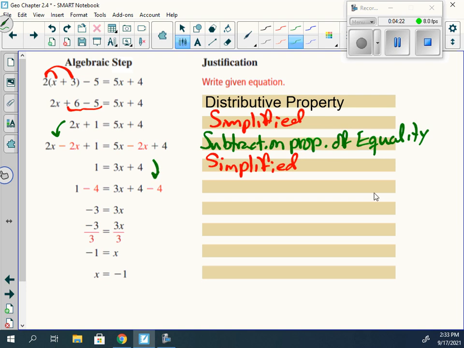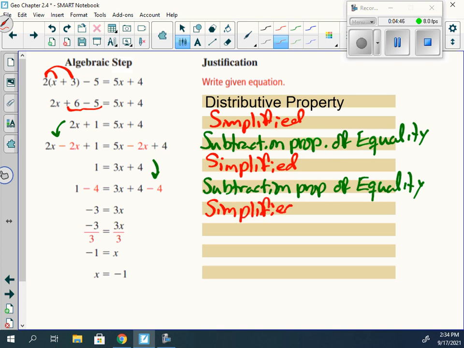What did they do next? Minus 4. Well, the reason they can do that is our subtraction property of equality. And then the next step they did was to simplify. Divided. So that would be our division property of, remember, equality.